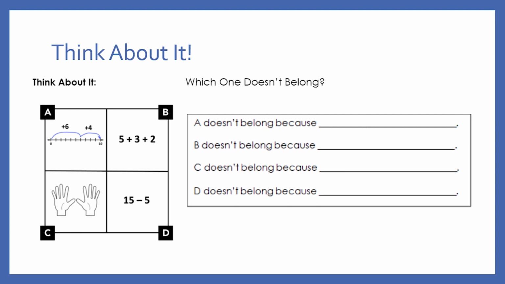For example, I'm going to say that image C doesn't belong because there are no numbers shown. Then again, I could say that image D doesn't belong because it is the only image that shows an example of subtraction. Again, there's no wrong answer, as long as you can reason and explain your choice. Go ahead and give it a shot.